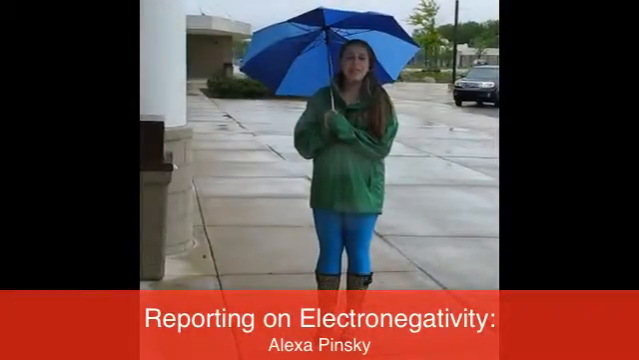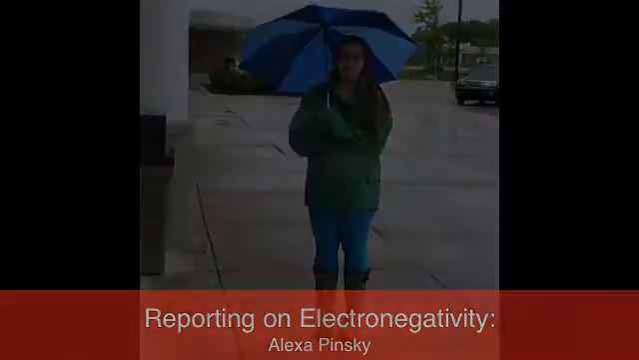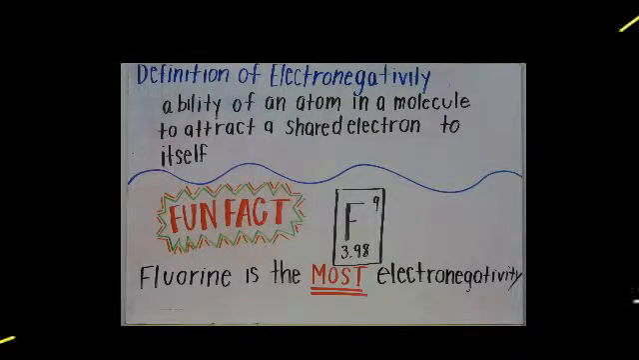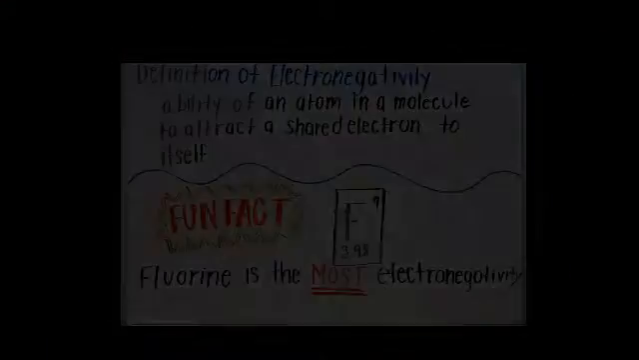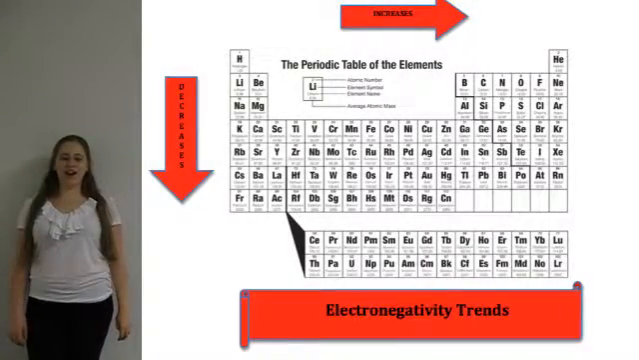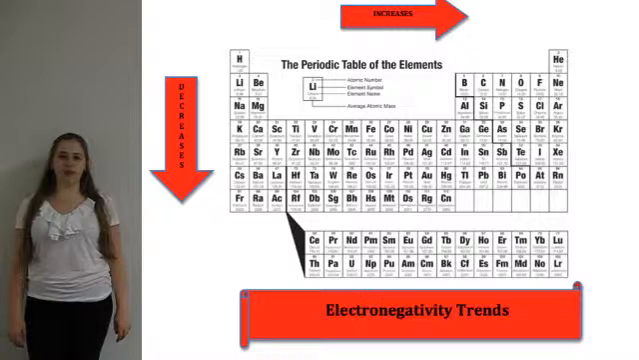I'm Alexa. I'm coming to you from the Amazon rainforest, and today we're going to be talking about electronegativity. Electronegativity is the ability of an atom in a molecule to attract a shared electron to itself. Fun fact, fluorine is the most electronegative element. As you go to the right on the periodic table, electronegativity increases. As the radii get smaller, according to Coulomb's law, the distance decreases and the force with which the electrons are pulled into the nucleus is greater.